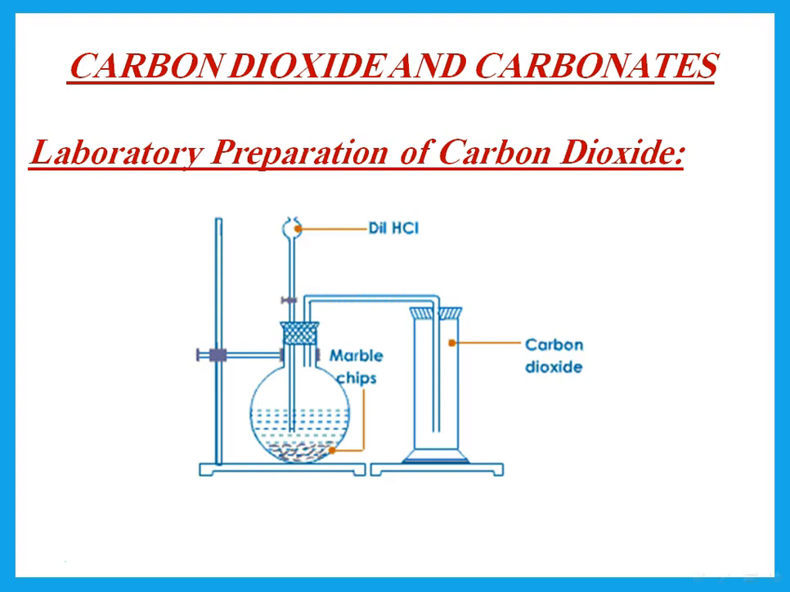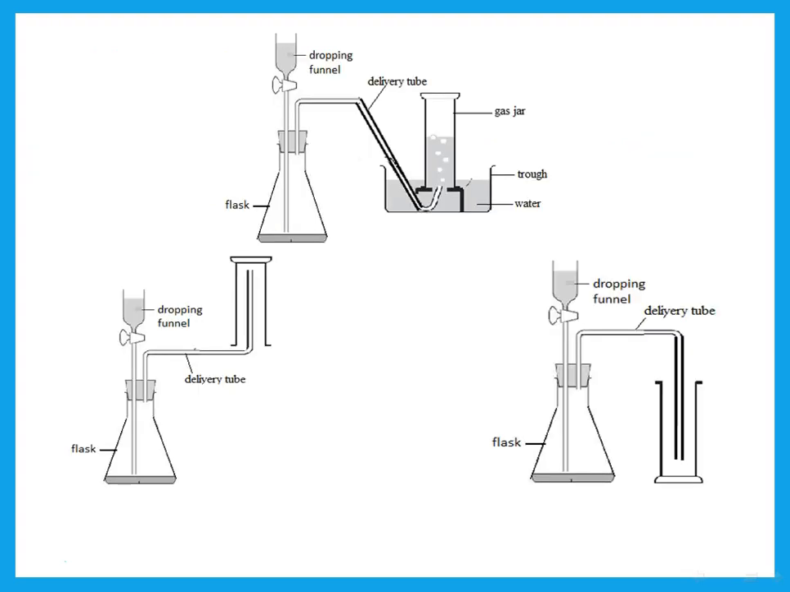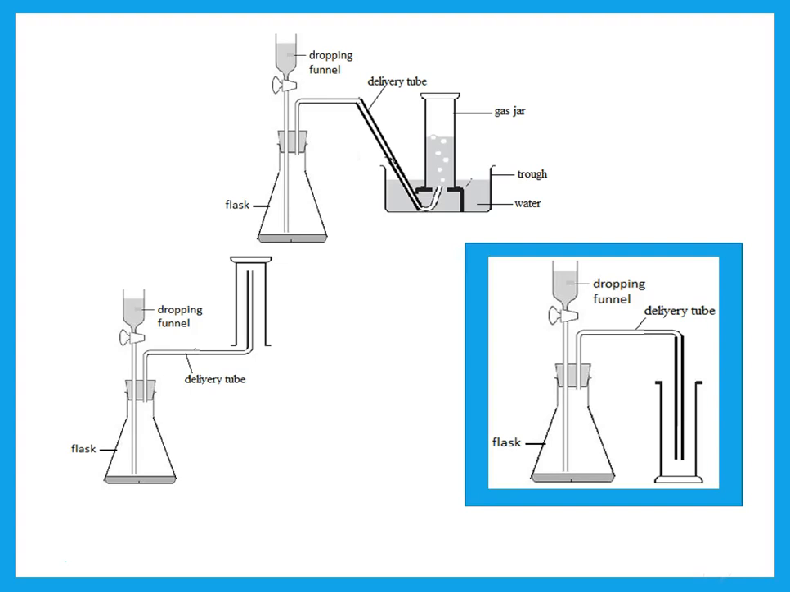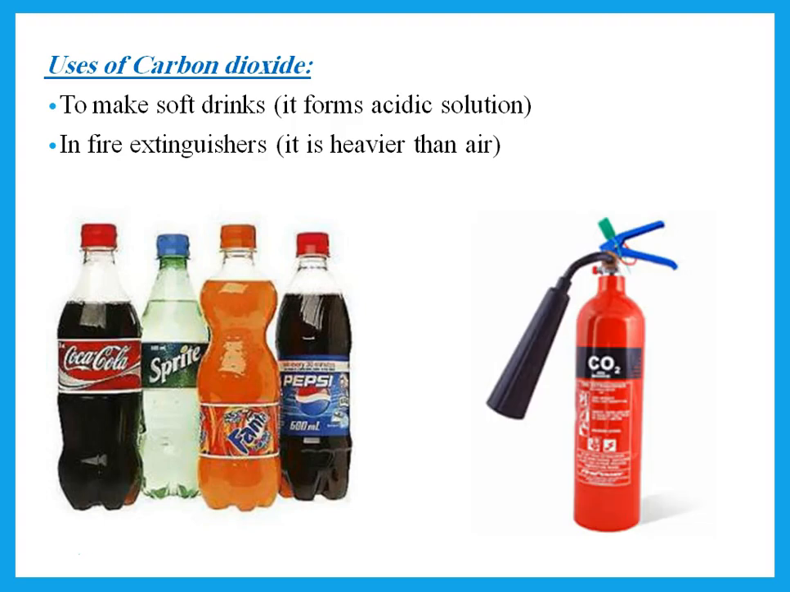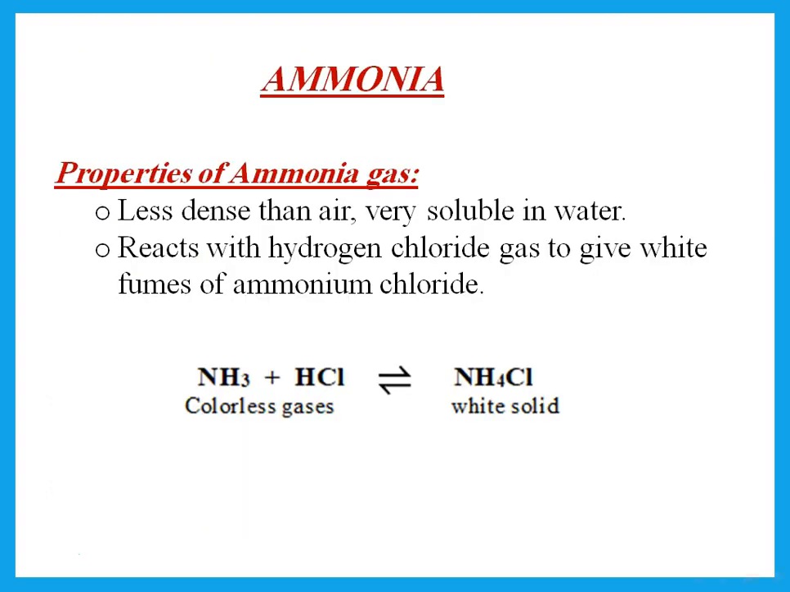Carbon dioxide, how do we prepare carbon dioxide? From marble chips. You should remember that marble is calcium carbonate, with acid. How do we collect carbon dioxide? You should remember that carbon dioxide gas is heavy, so we collect it by downward delivery. We use carbon dioxide to make soft drinks because it forms acidic solutions, so it gives that sour taste. And we use it in fire extinguishers because it is heavier than air.